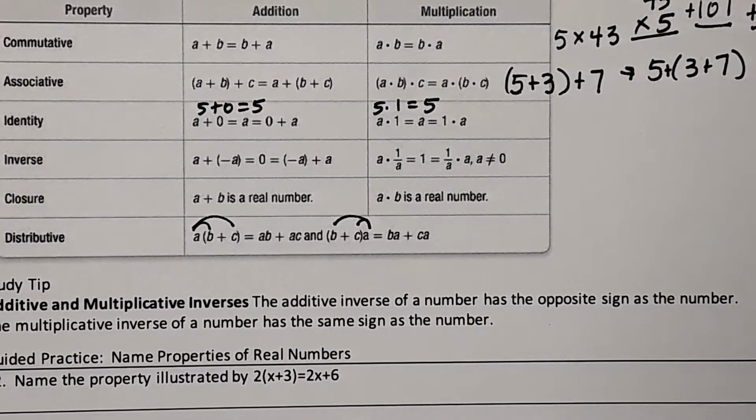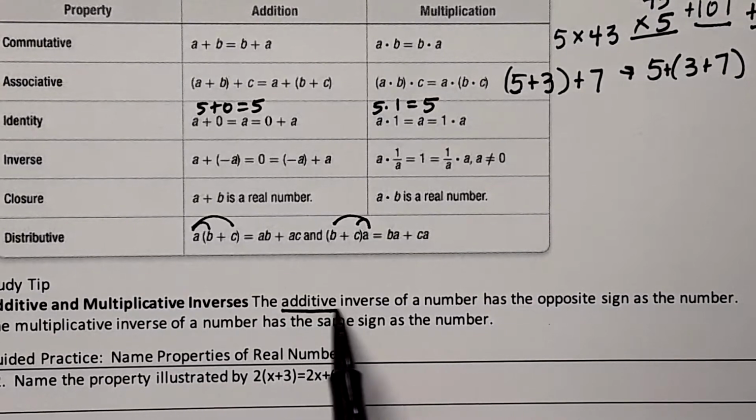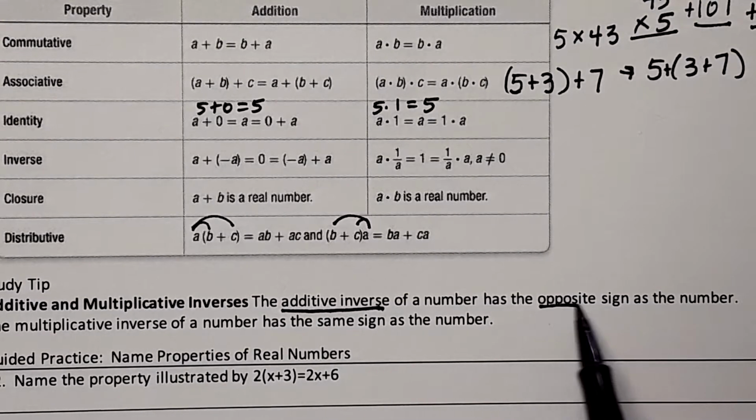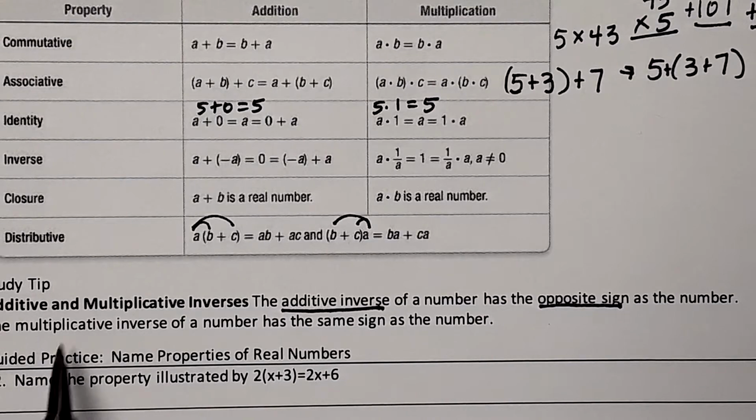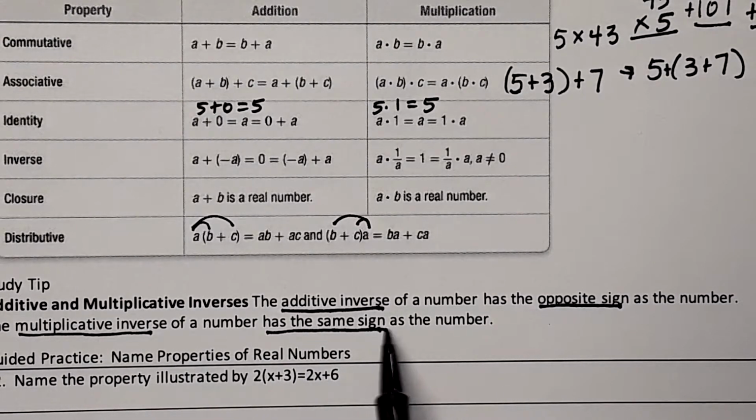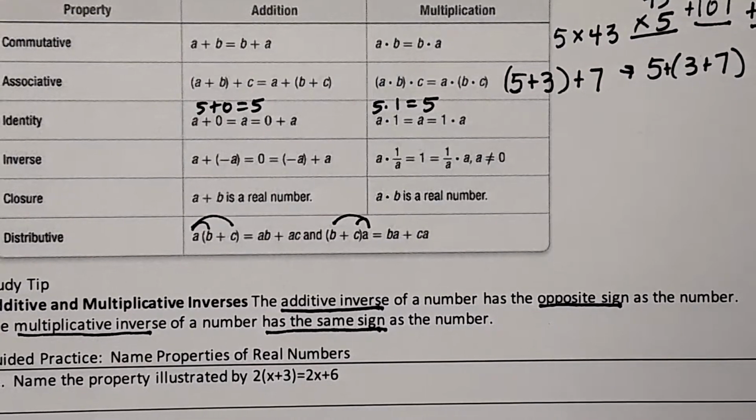Okay, I just want to point out a couple things. Additive inverses have opposite signs. Multiplicative inverses have the same sign.